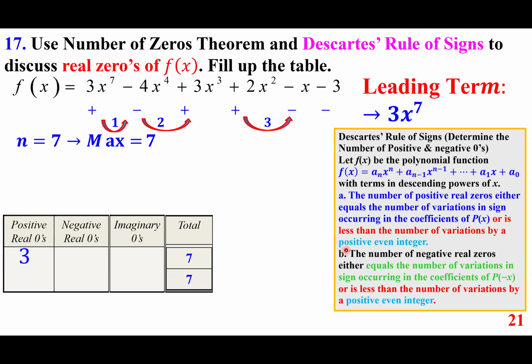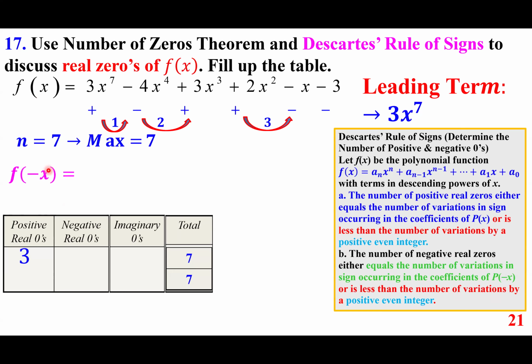Now, part B says find p of minus x, or in this case, f of minus x. It says the number of negative real zeros either equals the number of variations of sign occurring in the coefficient of p of minus x, or is less than the number of variations by a positive even integer. So first, let's calculate f of minus x.